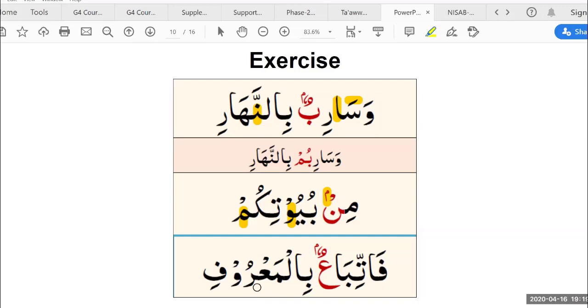Fattiba'um bil ma'ruf. Okay. So can you say this word again and make sure to the sound of ayn. Make sure that it's very clear. Okay. Fattiba'um bil ma'ruf. Okay. So as I've mentioned to one of the previous students as well, the sound of ayn comes from the middle of the throat. Yes. Okay.